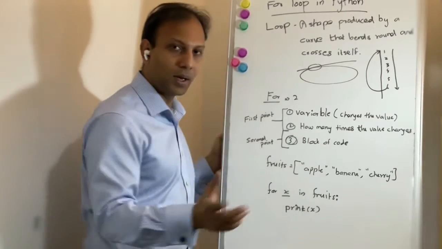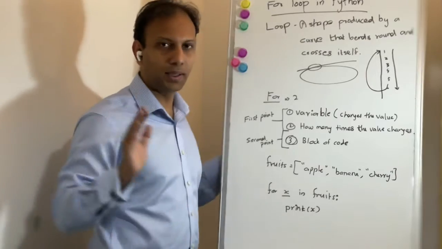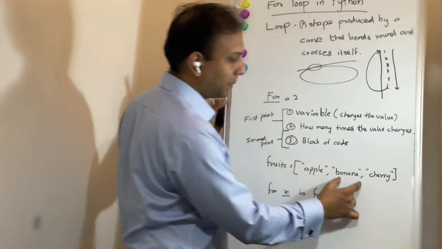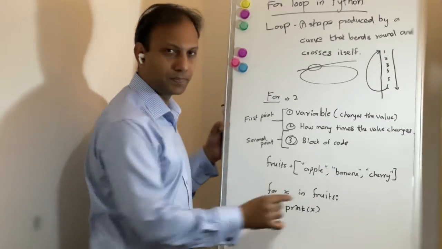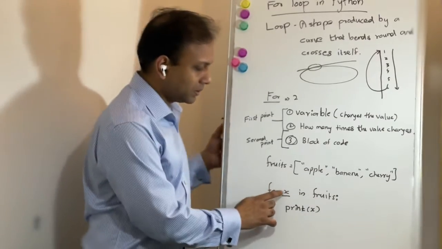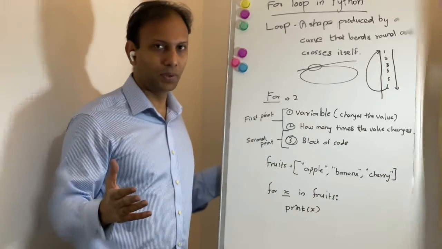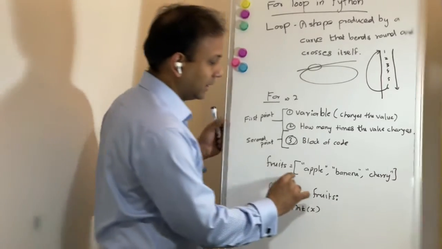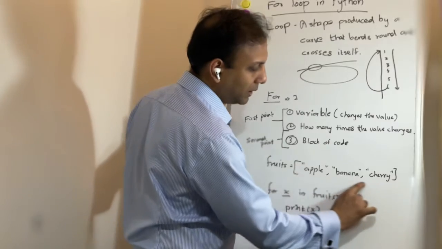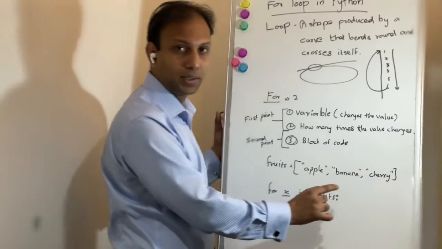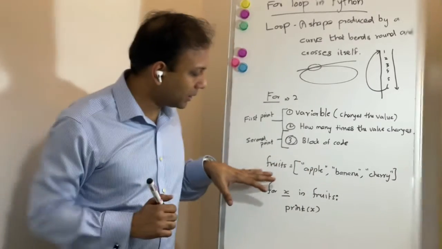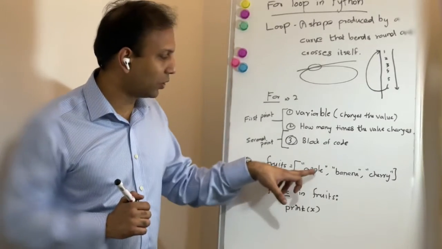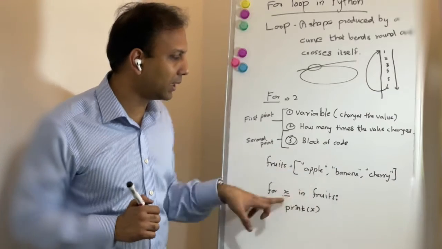So if you ask the student, let's take an example, fruits equal to apple, banana and cherry. Ask the student, for X in fruits, how many times will this be executed? Okay, so the answer is, it depends upon how many things are there in this particular list. Okay, and it can be anything. The point is this X will take the value of apple first and then banana and then cherry.